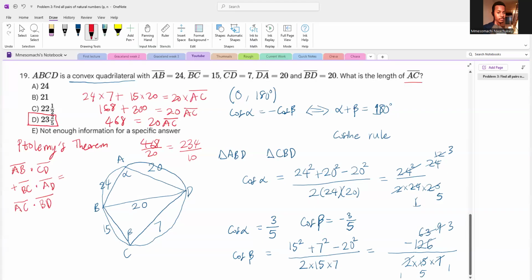I hope you enjoyed this question. Don't forget you can read more about Ptolemy's theorem and the cosine rule.